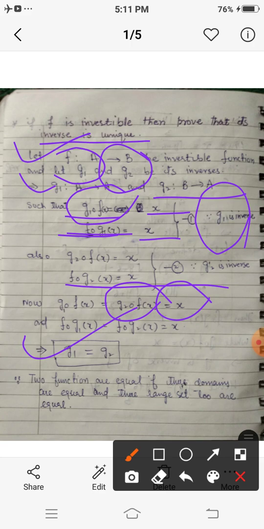Hence g1 = g2, because two functions are said to be equal if their domains are equal and their range sets are also equal. Clearly the domain of g1 and g2 is B, while the range is A, and they compose over a particular function, that is, g1 of f = g2 of f = x, and f of g1 = f of g2 = x. So in this way we can say that the inverse is always unique, or there exists one and only one inverse for an invertible function. So thank you.